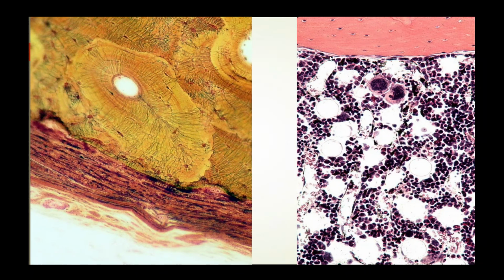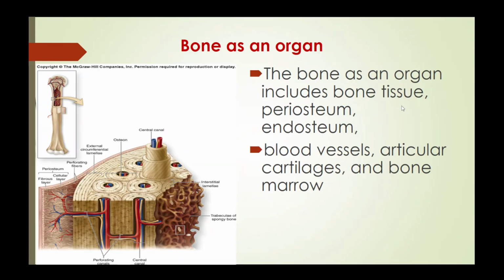Also, on the inner surface of bone we have seen the endosteum; if periosteum is outside, endosteum is inside, and we have red bone marrow with special cells, megakaryocytes of bone marrow. Well, bone as an organ. The bone as an organ includes bone tissue, periosteum, endosteum, blood vessels, articular cartilage, and bone marrow inside. So we have seen the main unit of the bone, which is named osteon.